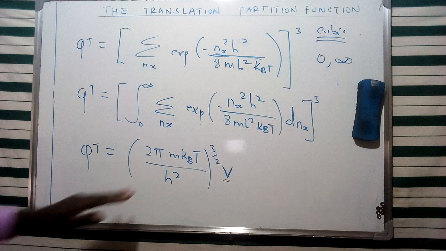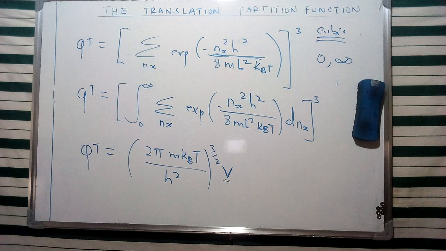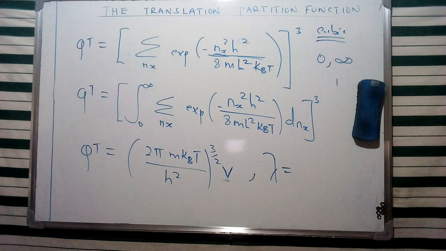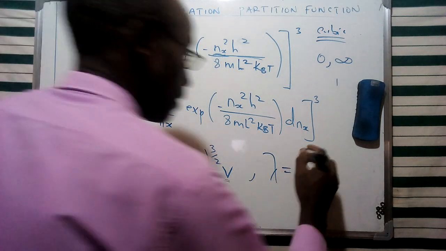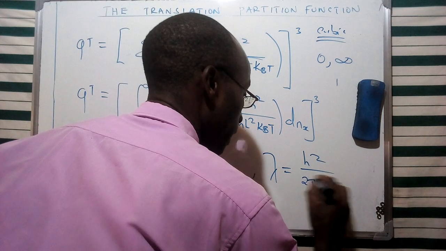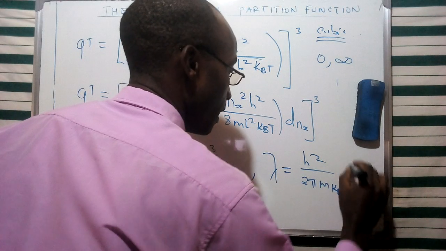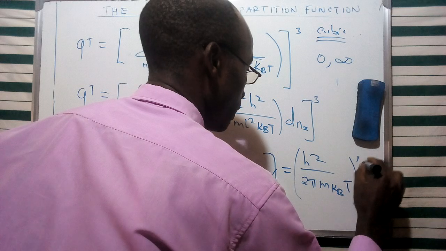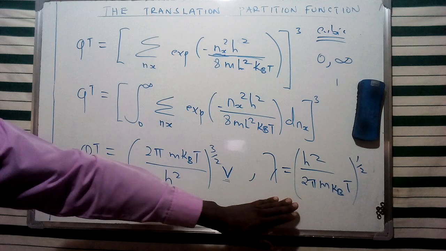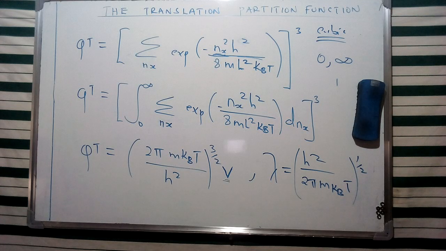Now, in this case, we're going to reduce this equation by using the concept of the de Broglie wavelength, or the thermal de Broglie wavelength, given as the ratio between the square of Planck's constant and 2 pi m kBT, all given as a square root. So if we consider the thermal de Broglie wavelength, we're going to do a substitution into this equation.